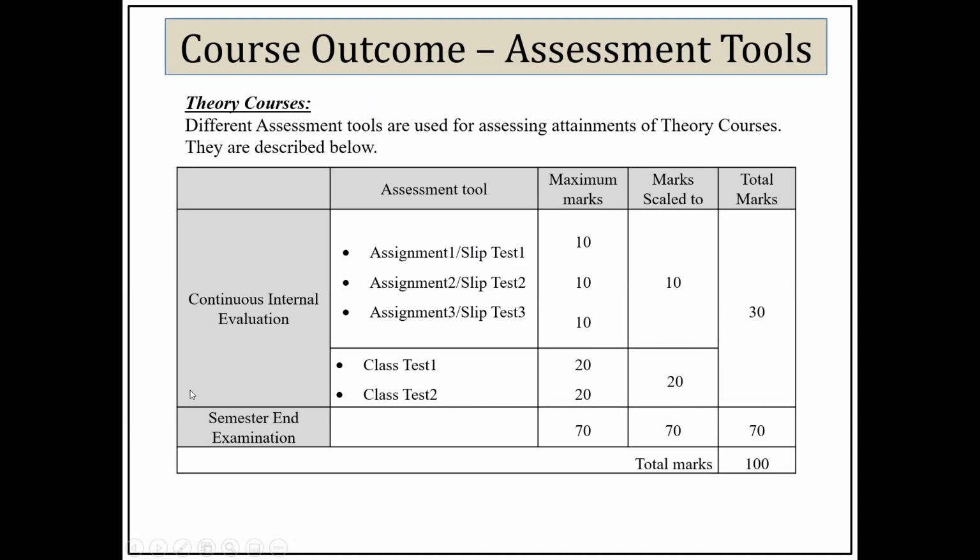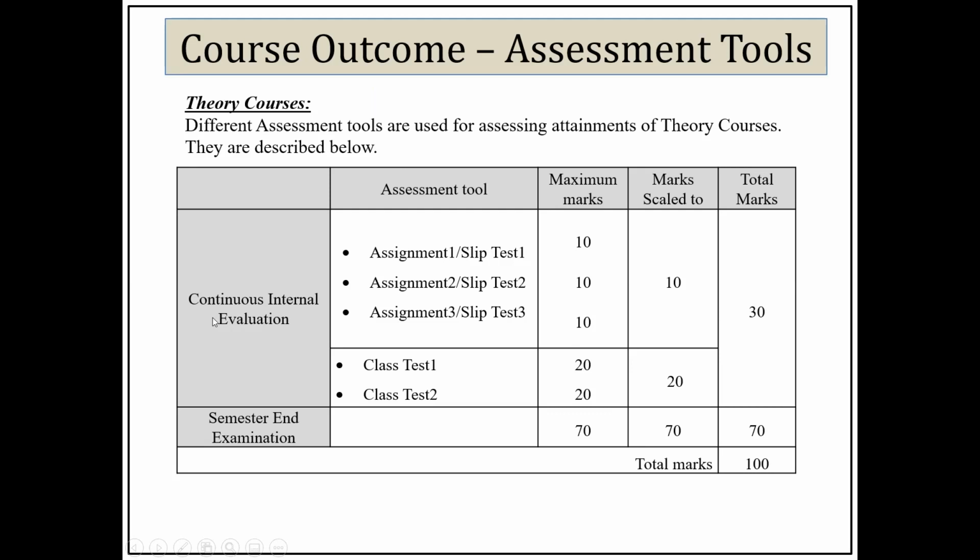Then there is an external assessment for this theory course in the form of the external theory exam, called the semester end examination, which is conducted for 70 marks. So for any theory course in our R16 curriculum, 70 marks weightage out of 100 is for the external examination, and 30 marks weightage is for the internal examination.